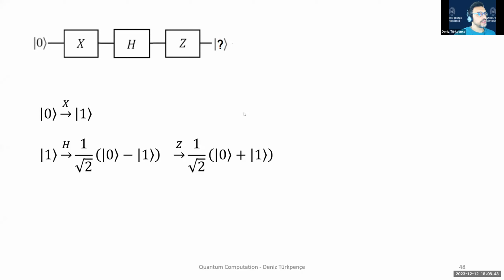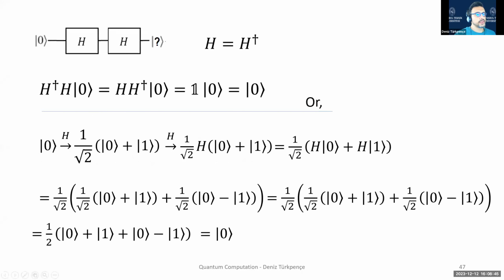So a question, in the previous slide: why did we multiply the parentheses by 1/√2 in the previous slide? The reason why we do that is coming from the Hadamard gate. As you know, the matrix of the Hadamard gate is 1/√2 times the matrix with entries 1, 1, 1, -1, okay? So this is the reason why we multiply.